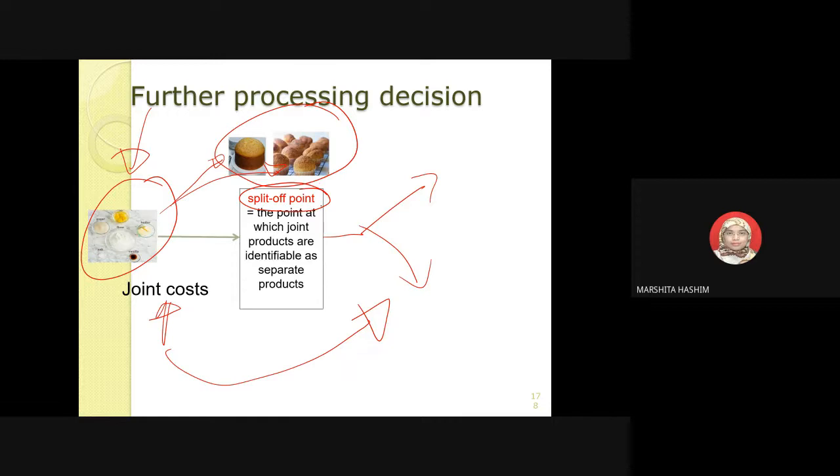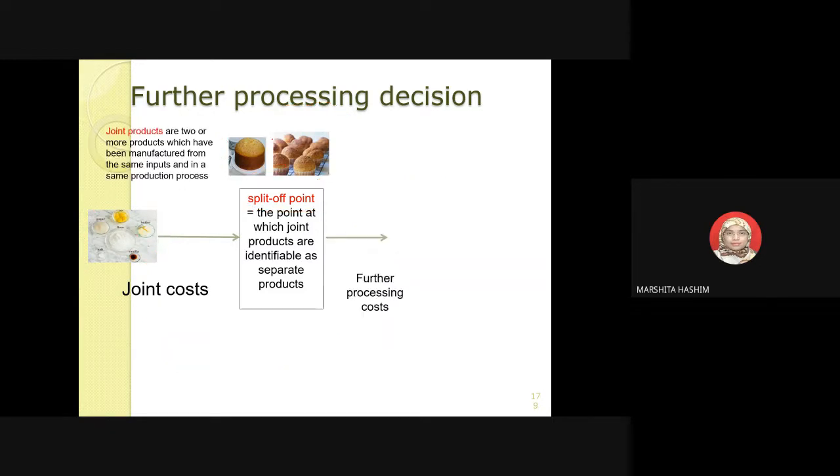So split-off point is the point at which products are identifiable as separate products. To produce cake and cupcake, you go through the same process. So these joint products refer to products that we manufacture from the same input and in the same production process. Now we want to decide, starting from here, should we sell our product here or further process and sell it later? So all costs incurred here are your relevant costs.